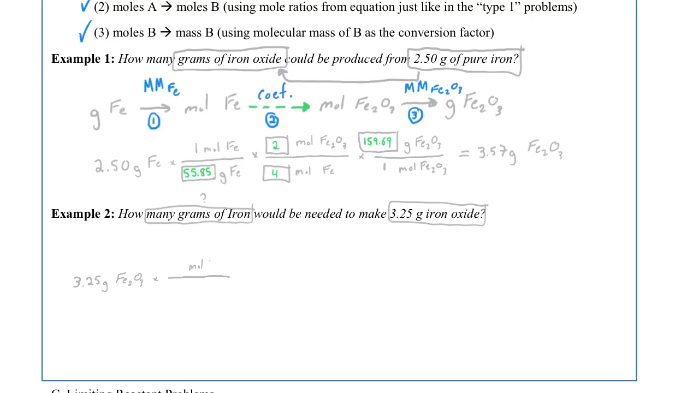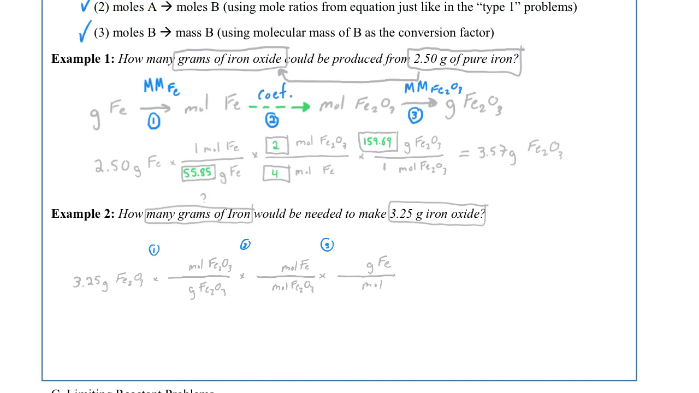So we don't actually have to do anything different. We do these same 3 steps the same way. We just need to make sure we use the right molecular masses and the right conversion factors with the correct sequence and setup with the conversion factors. So our first conversion factor allows us to go from grams of iron oxide into moles of iron oxide. That's step 1. Step 2, we go from moles of iron oxide into moles of iron. And then we go from moles of iron into grams of iron. So we have the same 3 steps.